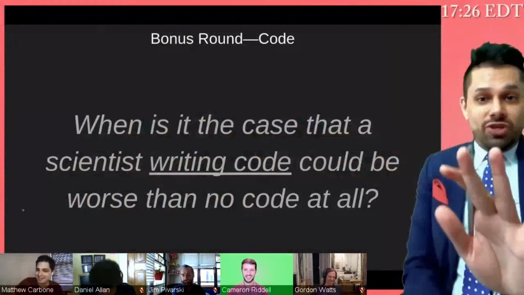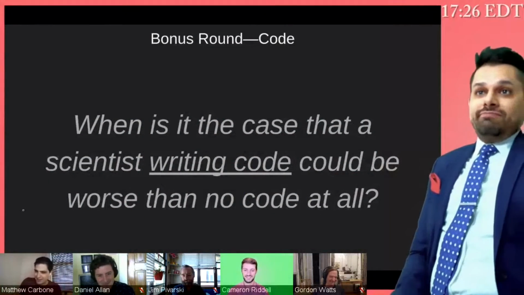Wait, so what's the distinction? Writing like a software package, you mean, versus a Jupyter notebook, or are we talking about writing code versus just not writing? Tell us. When is the case where you say, don't bother, don't write any code? I can speak to this.